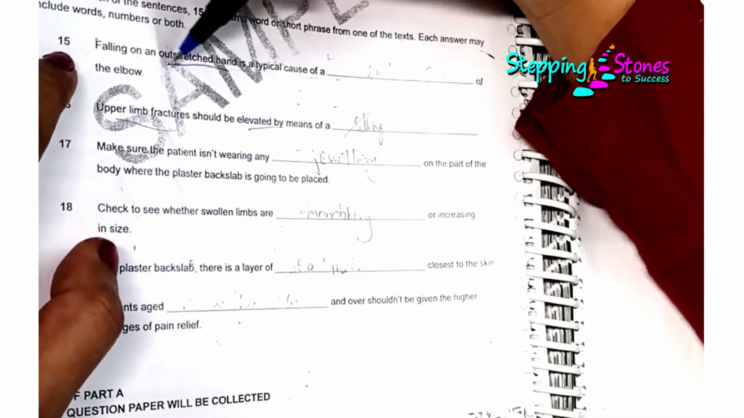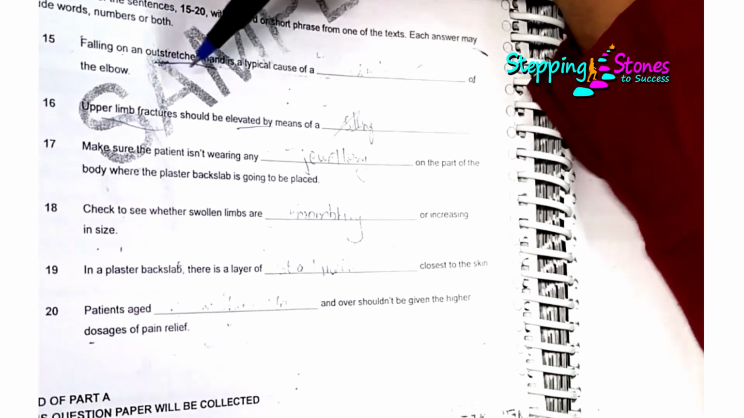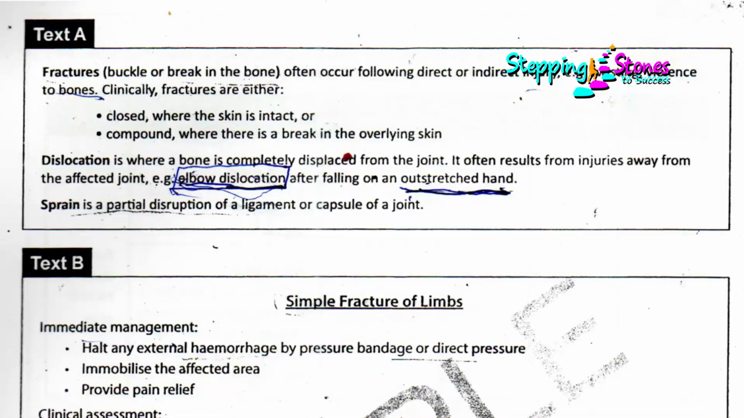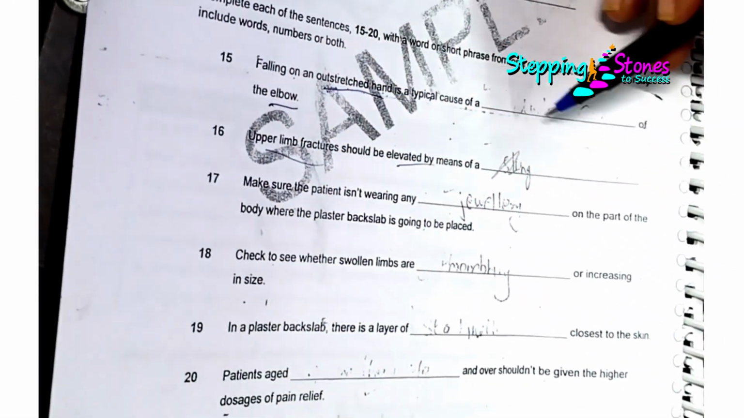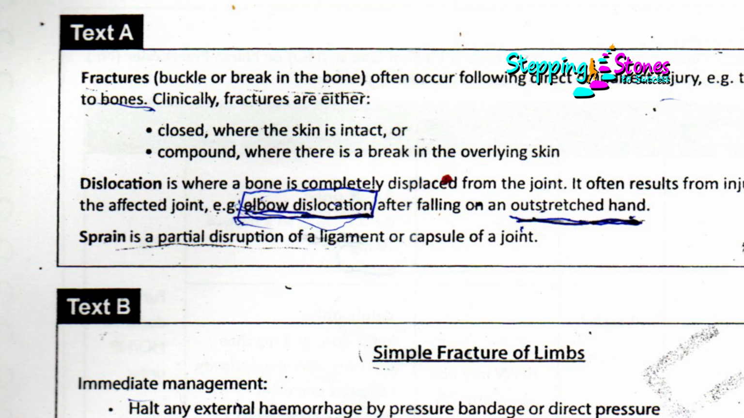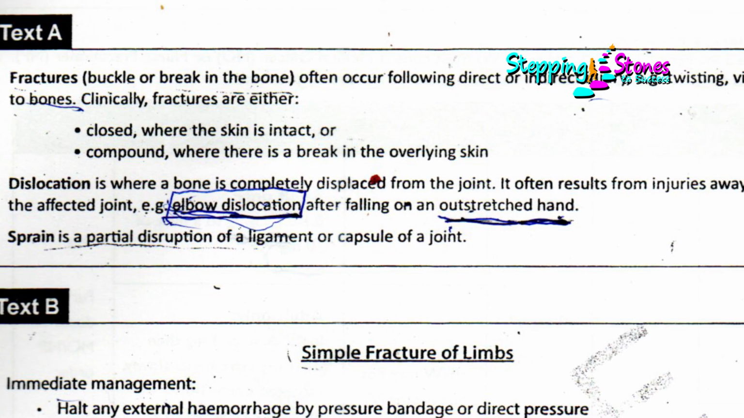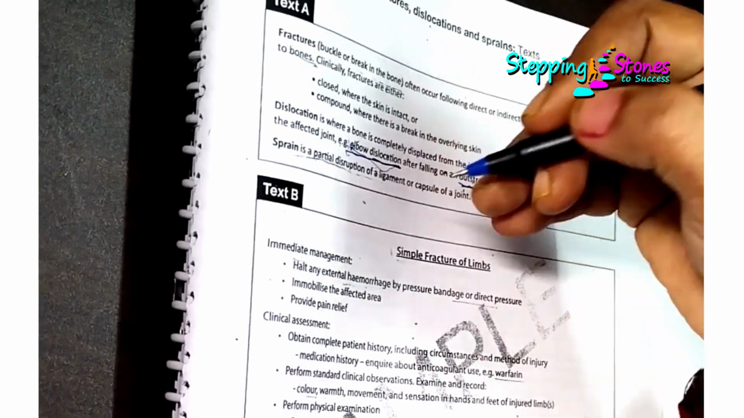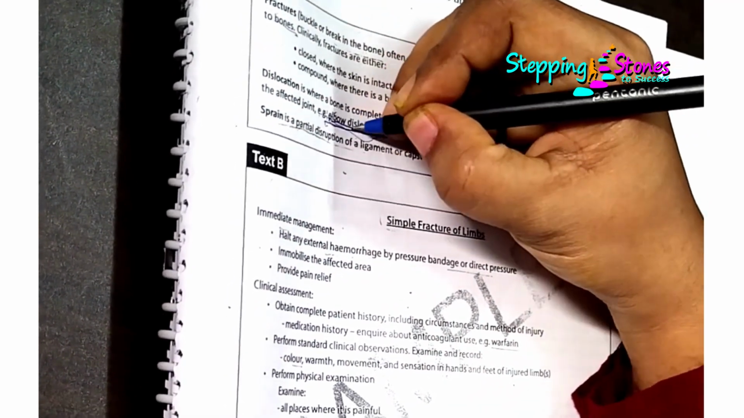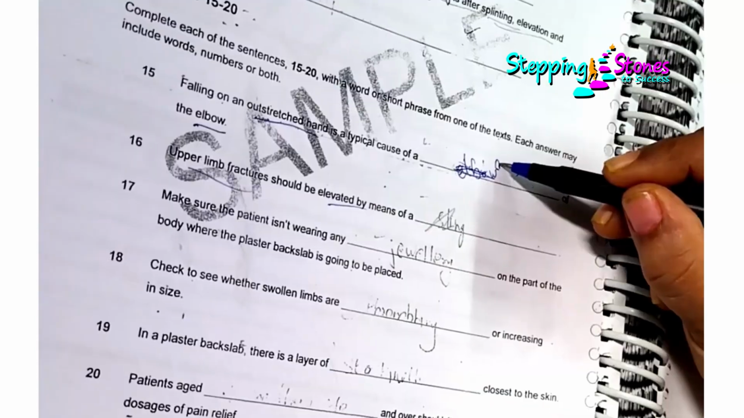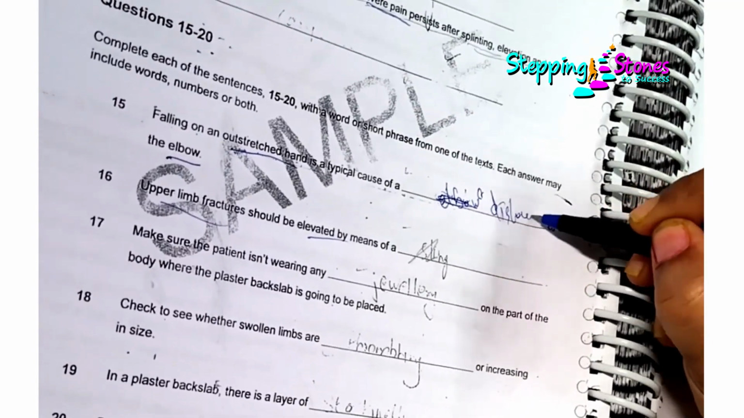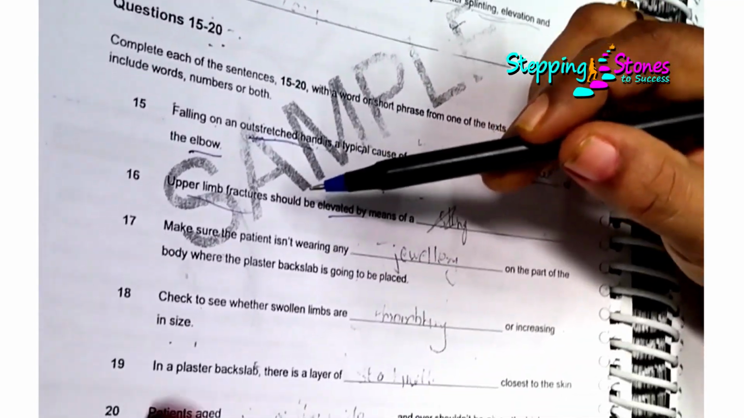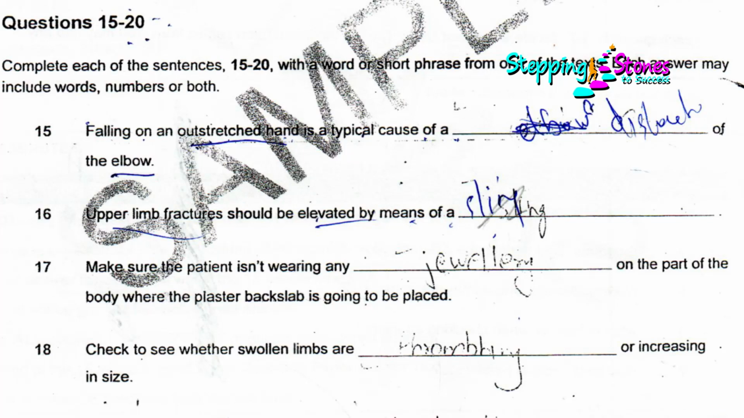search the answer. Falling on an outstretched hand is a typical cause of dash of elbow. So here it is like one of the types, isn't it? Here fracture, just go and read it. Okay, here we have elbow dislocation, so dash of elbow, it is dislocation of the elbow. Sometimes your answer will be in such a way that you have to write it like this, otherwise you'll get the same answer as it is there in the text. So here the answer is dislocation of the elbow. In a similar way we have to find the answer for all the questions.